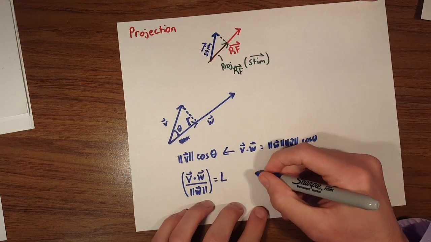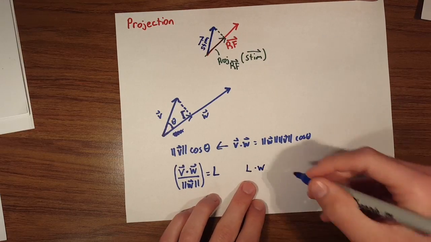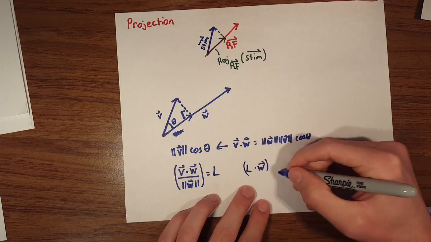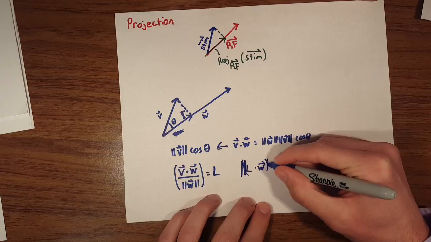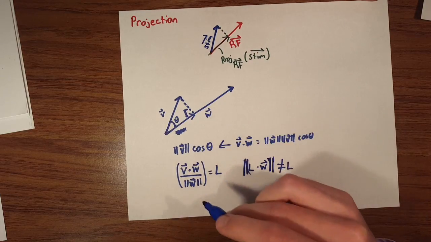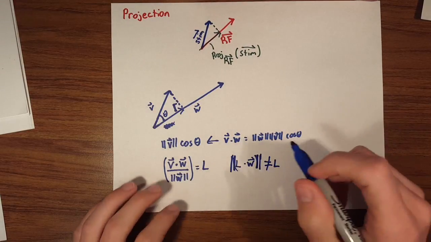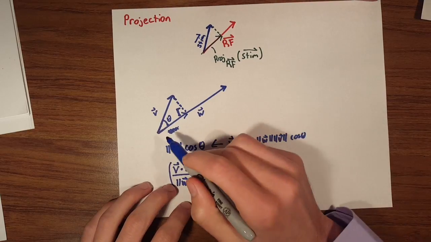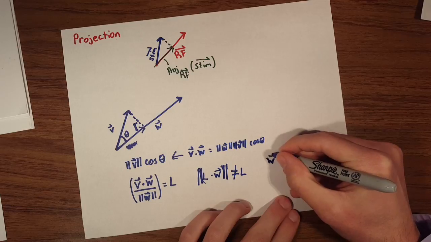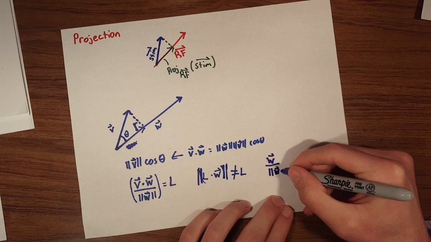So at first glance, you might just think, well, we'd do L times W. But this is a problem because the length of this vector, this is now a vector because we have scalar multiplication, the length of this vector is not L because W doesn't necessarily have a unit length. So to get a unit vector, that is a vector that has a length of 1 in the direction of W, what we do is we form the vector W divided by the length of W.